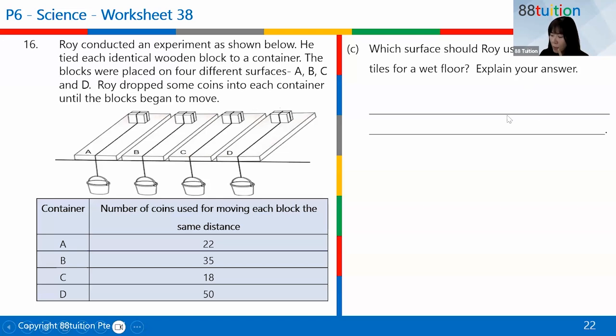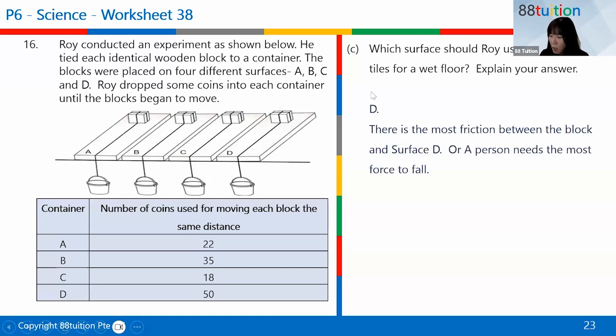Then how do you answer this? Make a choice. Very good. Yes, the choice must be D. So you choose D. This is your claim. Then yes, I did see people writing down that 50 tiles or 50 coins are required to actually move the block over a certain distance. So that is the evidence.